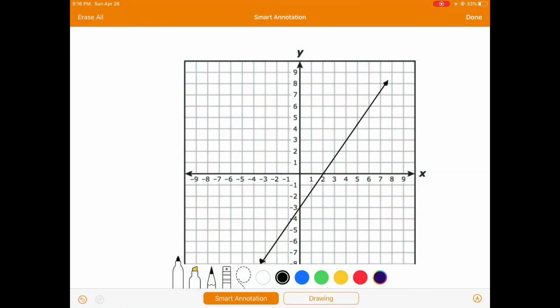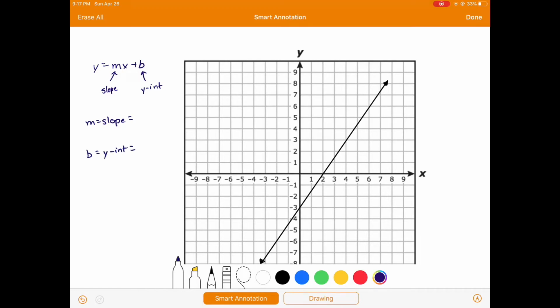In this video, we're going to take a look at how to find the equation of a line given that line on a graph. Remember that the equation of a line can be written in slope-intercept form, which is just y = mx + b. When we write it in this form, m represents our slope and b represents our y-intercept. So that's what we need to find. We need to find m, or our slope, and we need to find b, or our y-intercept.